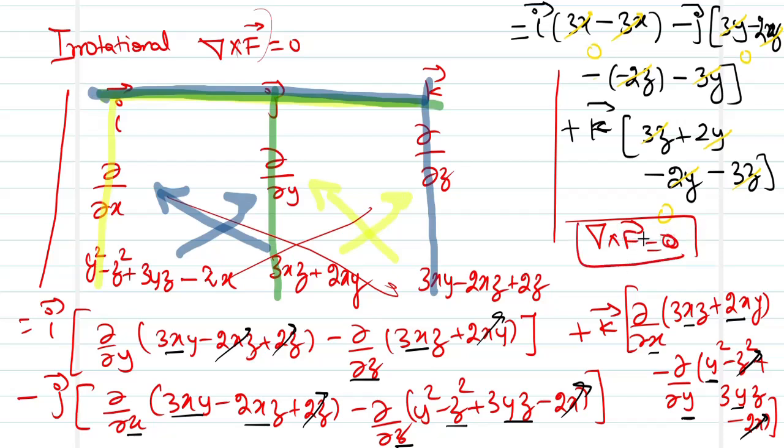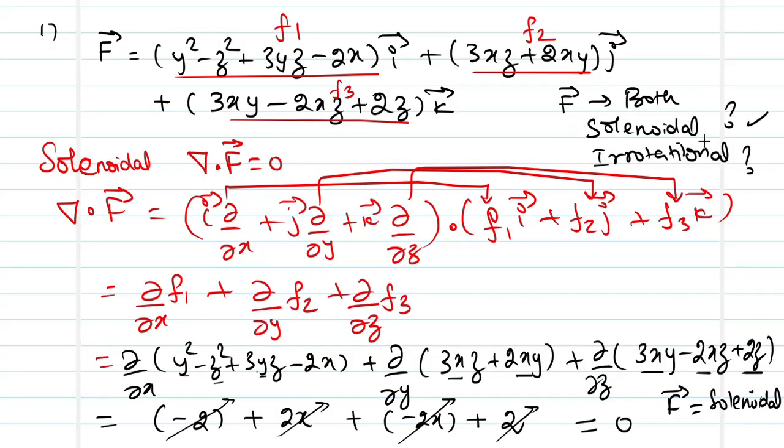So what do you call this f vector? It is an irrotational vector. So for the given problem, we have proved that f is both a solenoidal as well as an irrotational vector.